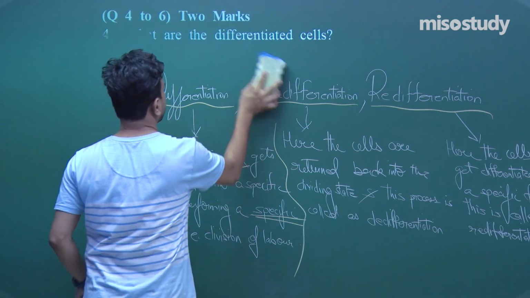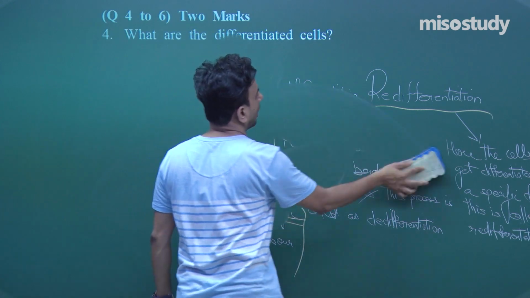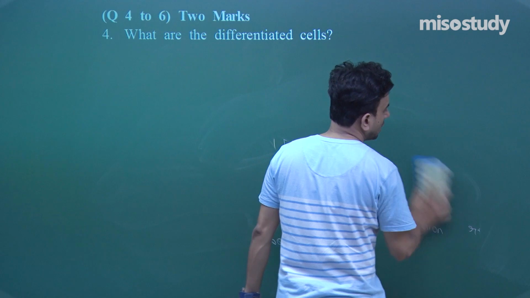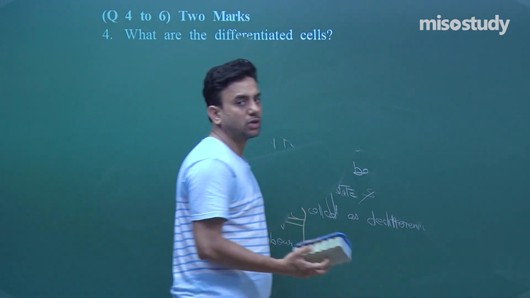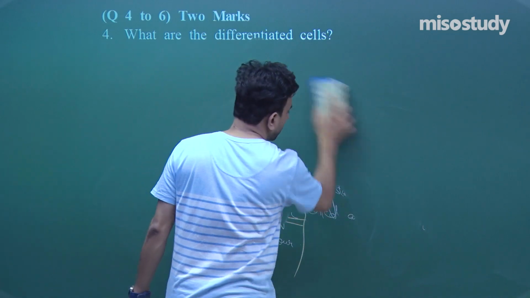So now you know what the differentiated cells are. The differentiated cells are those which are performing a specific function, or they may form a specific part of the structure of the plant or something.